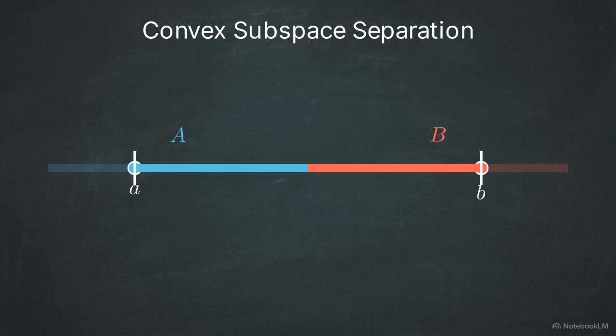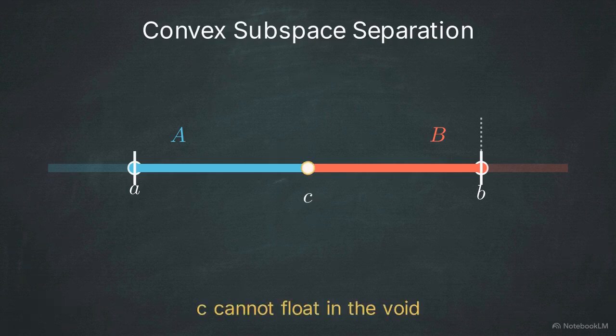Following the rules of a linear continuum, we look at all the points belonging to set A within this interval. Because they are bounded by B, they must have a least upper bound. We define a new point, C, as that exact supremum. Because A and B separate the entire space, point C has to land in one of them. It cannot float in the void. We have to test both possible locations.